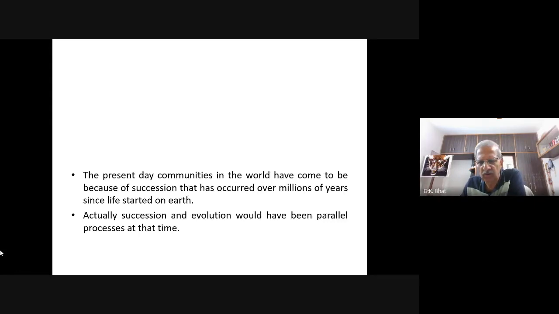So, if you look into that, in the world, there are so many continents. Don't think that all these continents erupted at the same time. No, at different times these continents got formed because of volcanic eruptions from the entrails of the earth. And when these volcanic eruptions started cooling, they gradually turned into different types of mountains and land masses. Actually, succession and evolution would have been a parallel process at that time.